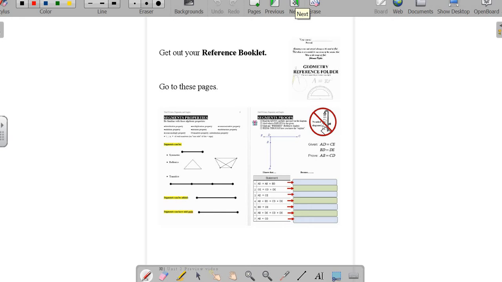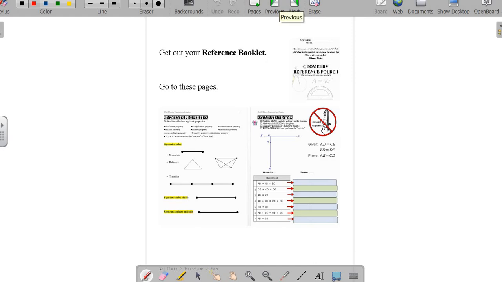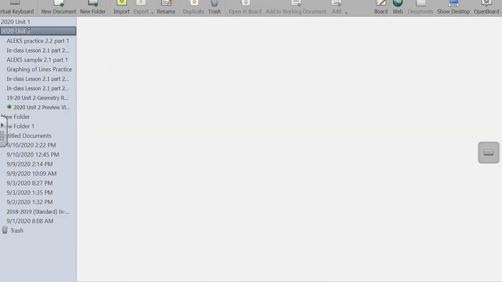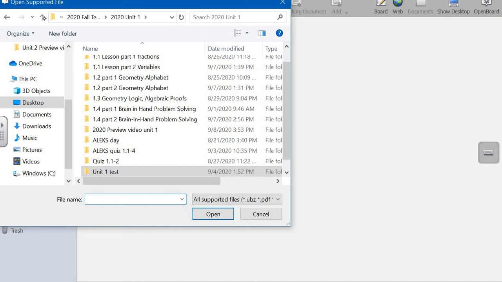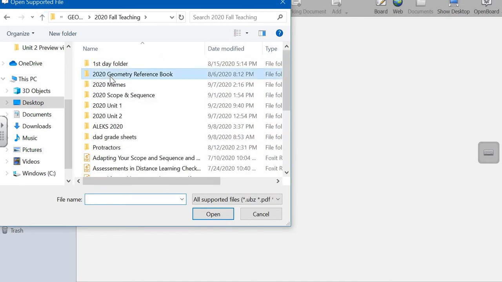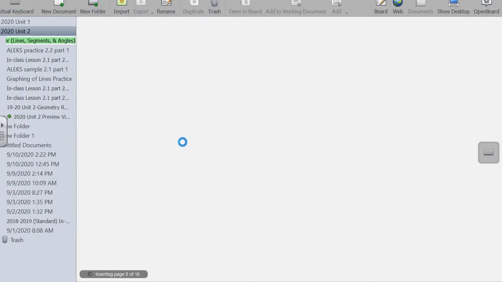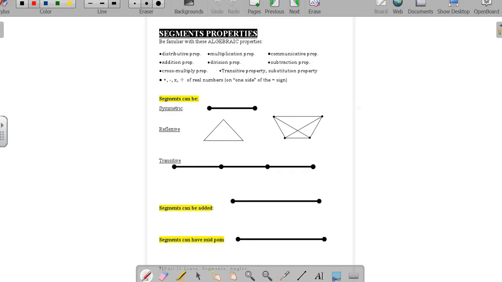Now, in your reference booklet, this is where you're going to go to these 2 pages. In your reference booklet, find these 2 pages. So you are now in your reference booklet.